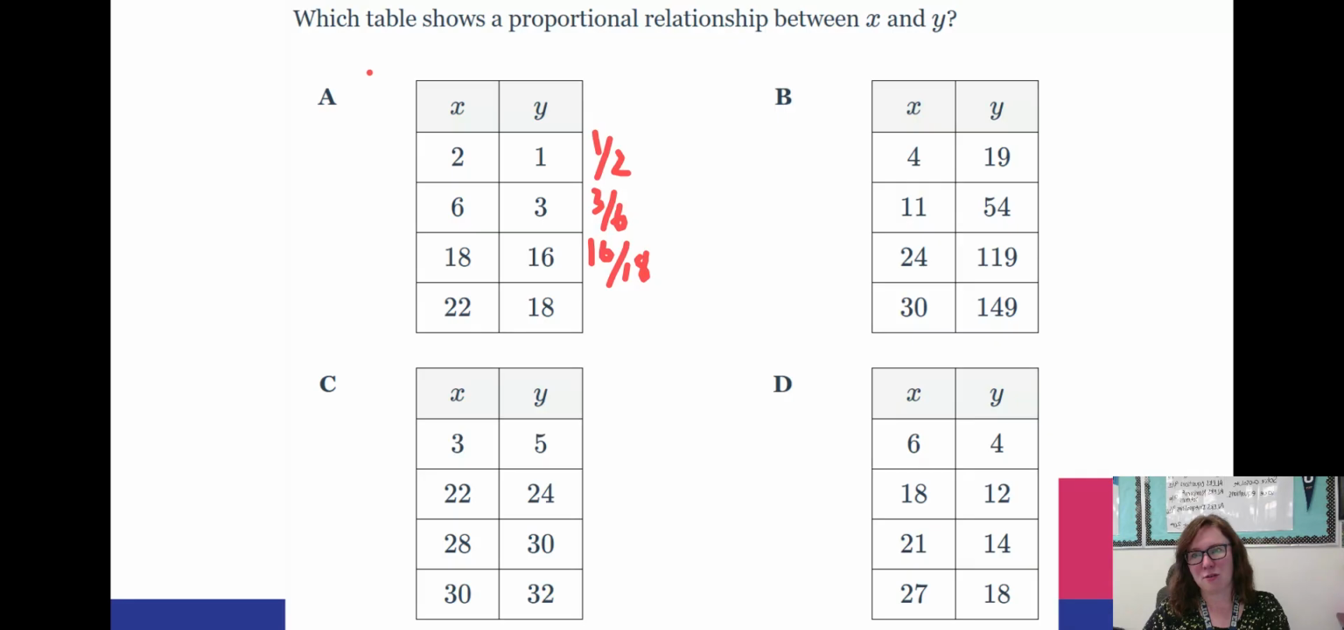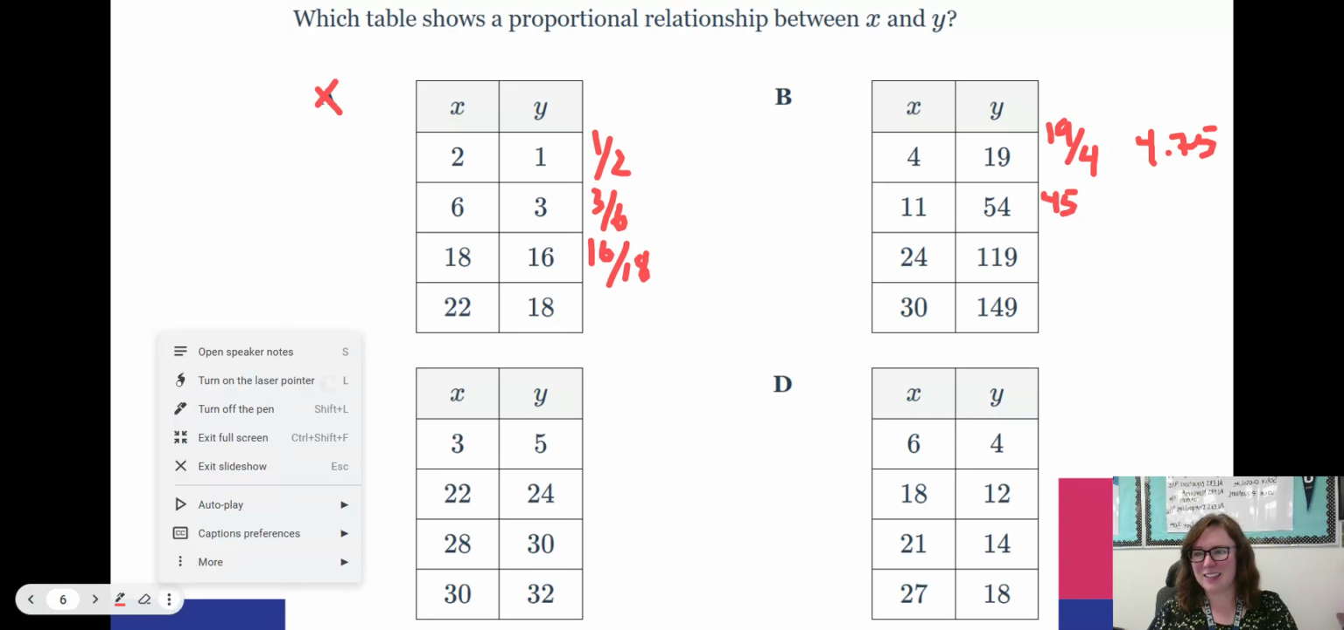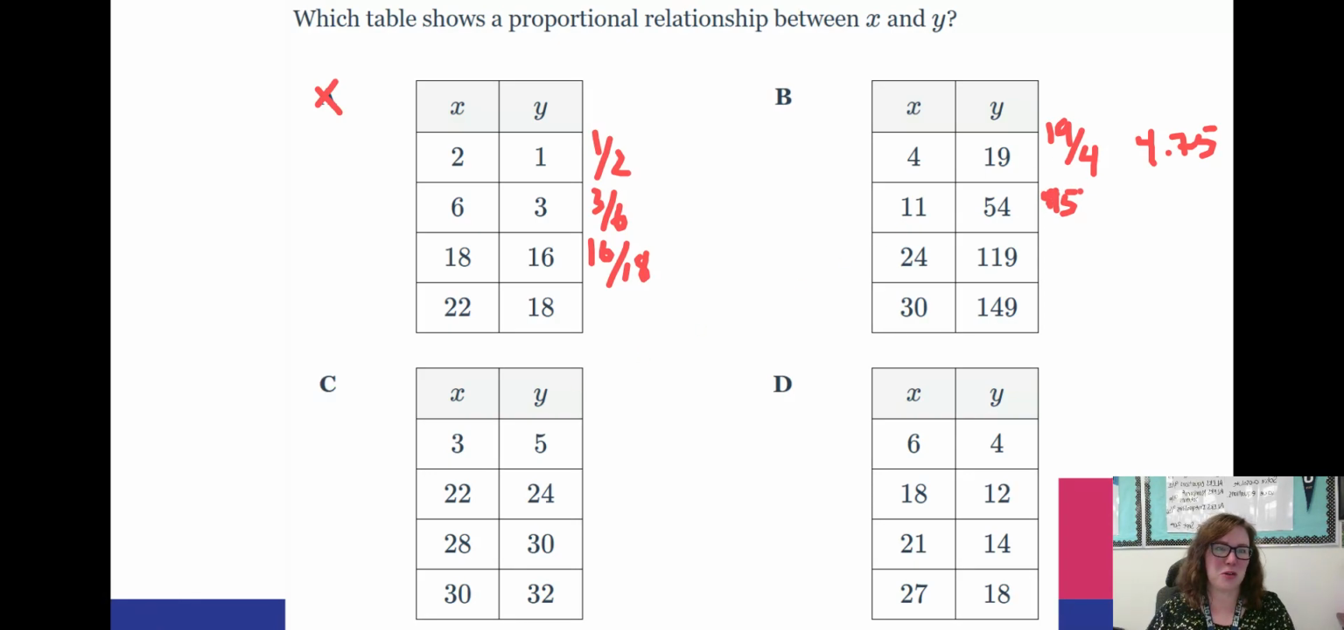9/18, that's no good. Okay, 19/4, I can't do that in my head. 19/4 is 4.75. 54/11 is not. It's 4.91. So this is also not proportional.